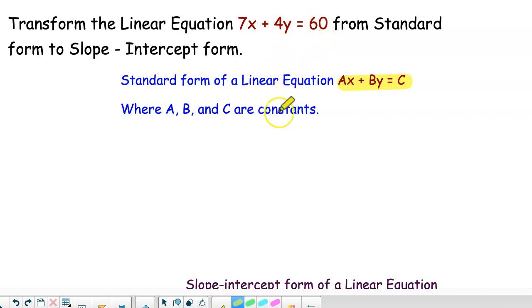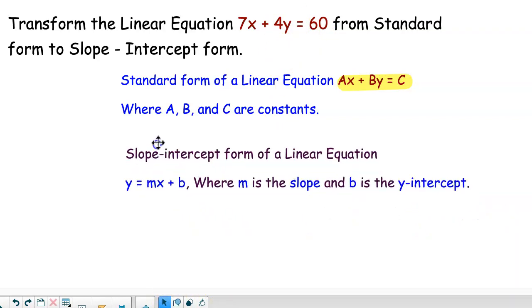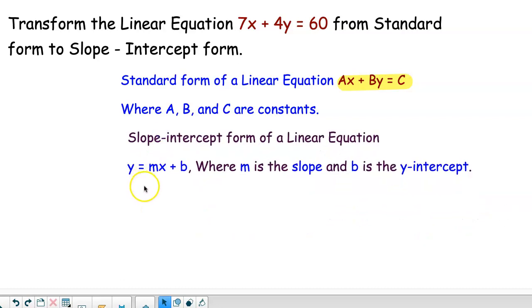From this standard form, we are going to transform it into the slope intercept form, which is stated as y is equal to mx plus b, where m is the slope, that is also a constant value, right? In fact, it is a ratio. You have rise over run. And b is the y-intercept.